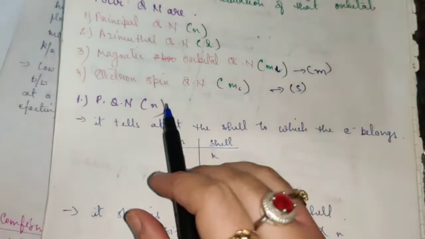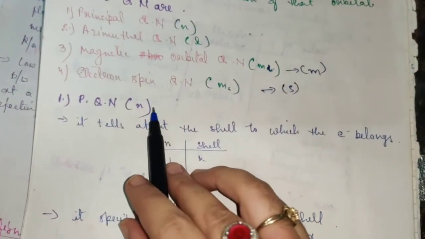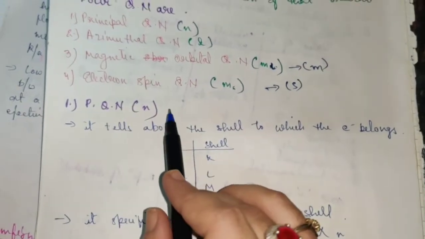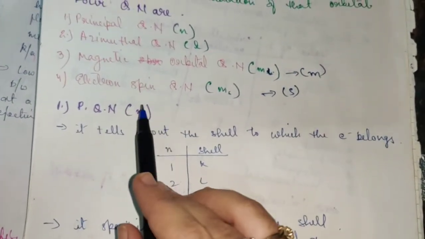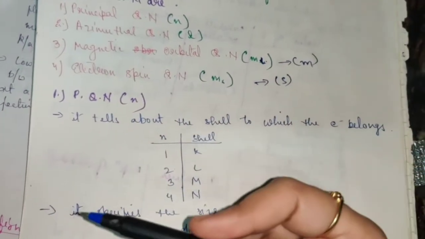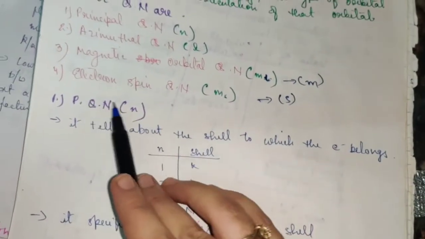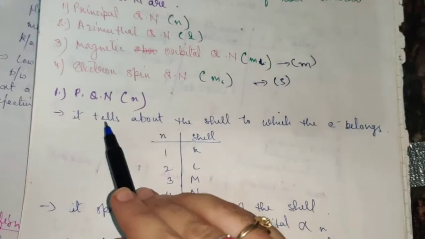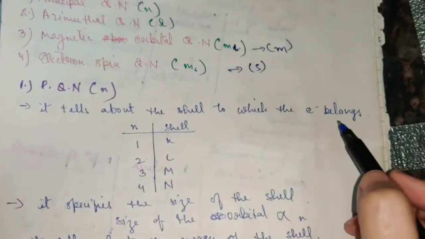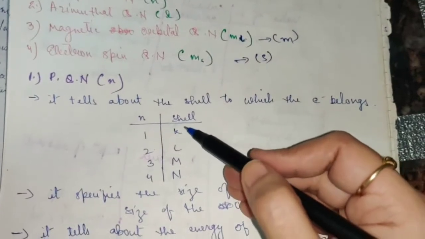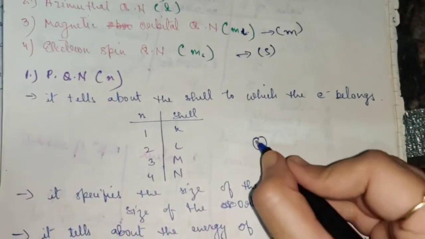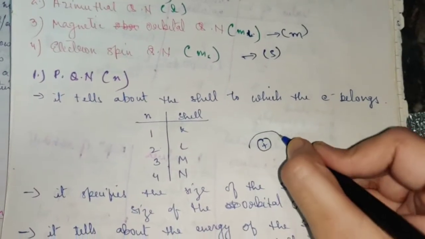So the first one is the principal quantum number, which is denoted by n. What is the information that we get from the principal quantum number? Or you can say what are the informations, because we get to know about a number of things with the help of the principal quantum number. As I told you, it tells us about the shell to which the electron belongs. And what are the various shells? K, L, M, N.